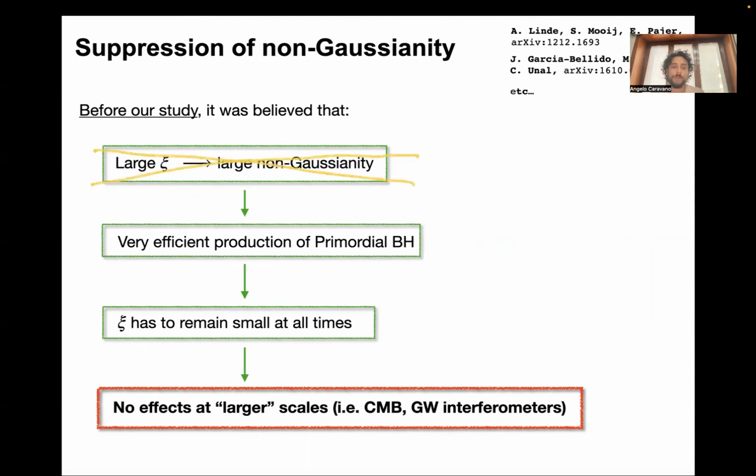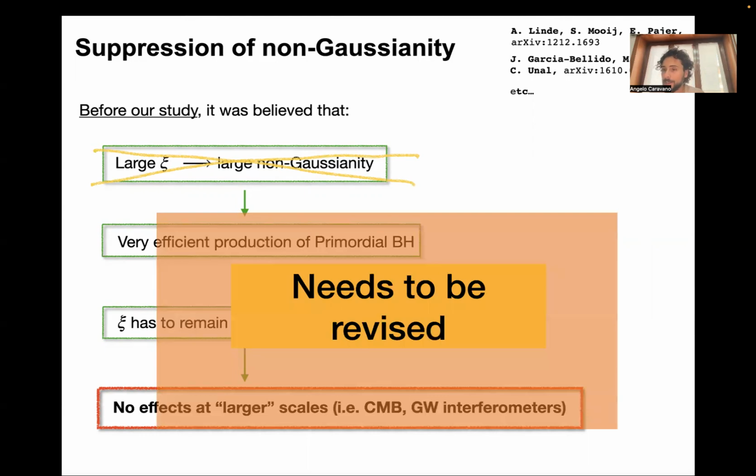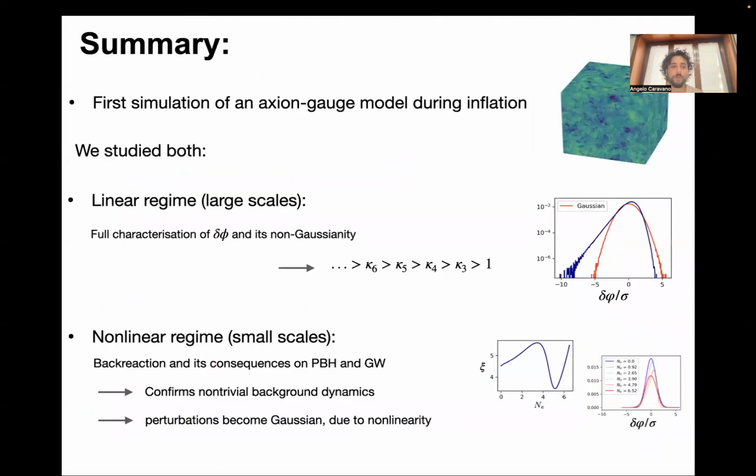Well, now, since we proved that this first thing is not really valid, this whole picture needs to be revised, which means that the minimal formulation of this model can actually lead to very interesting observational consequences at large scales. So let me conclude now. I told you that we did the first simulation of Axion inflation, and we found some interesting results that I leave you here. I don't have time to recap them because I ran out of time, but I'm happy to discuss the results and to take your questions.